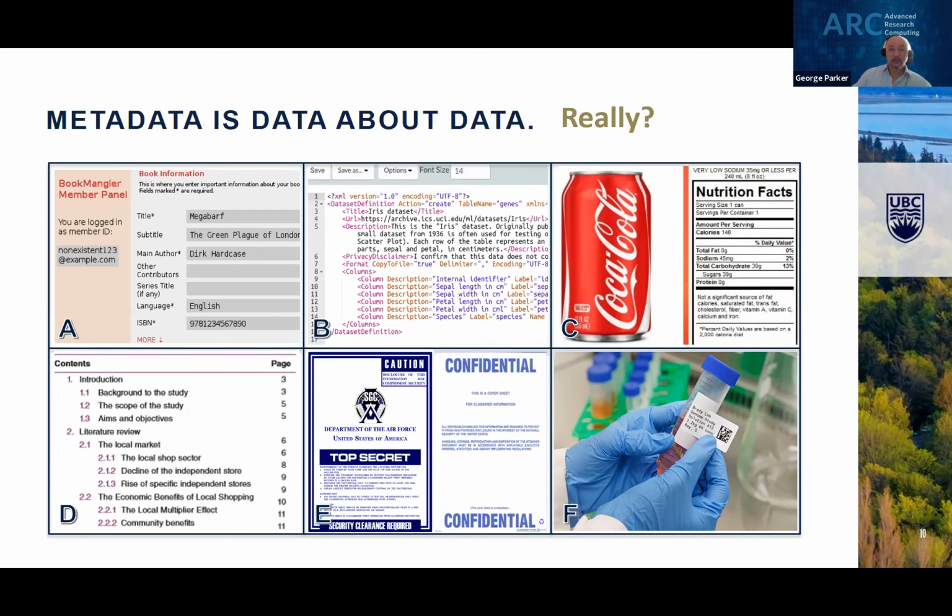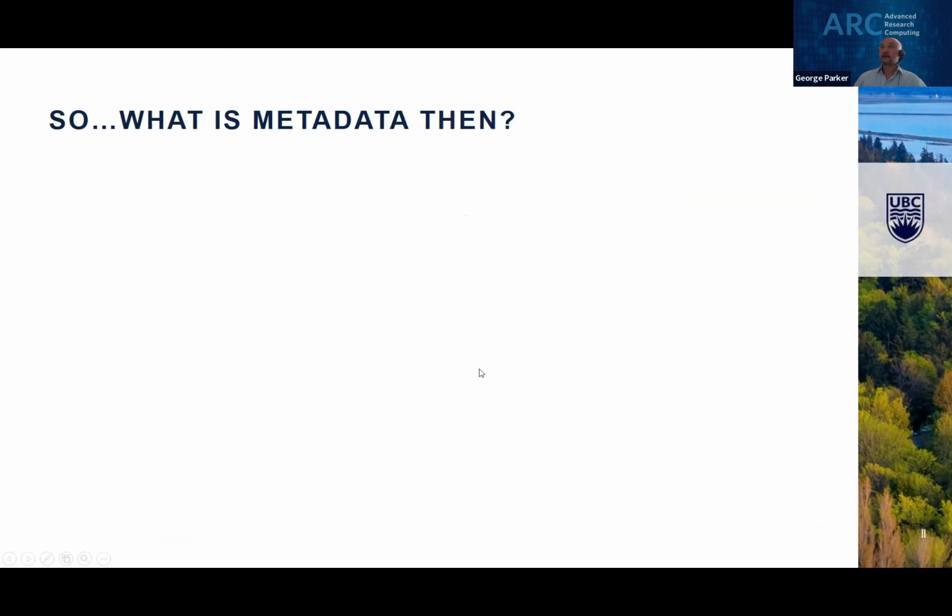Okay, right. So I think you guys have done pretty well. All of them are metadata, right? Some of them are descriptive metadata, and D is structural metadata. It gives you the structure of this report, and E is administrative metadata. So let's come back to this question.